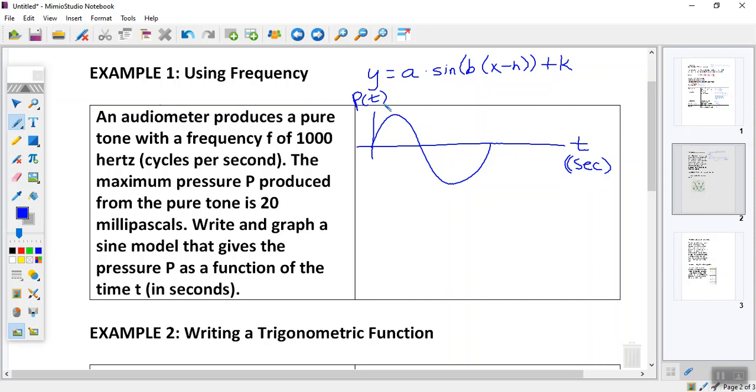We have to find a value for A and a value for B. H and K, not so much. What's the highest value the pressure is going to get up to? 20, which means the lowest should go down to what? Negative 20.